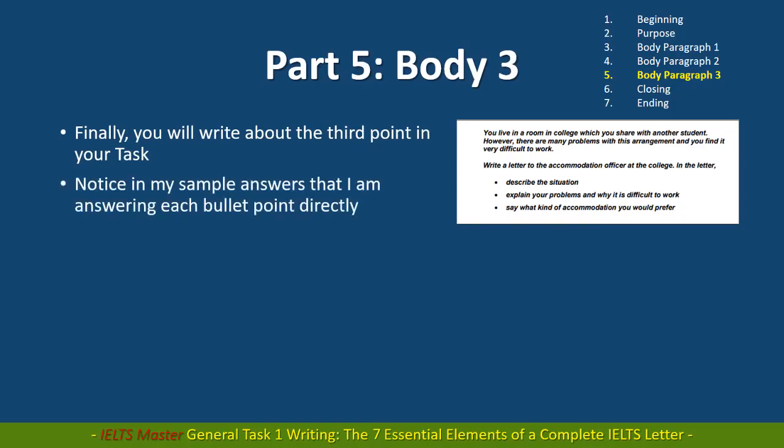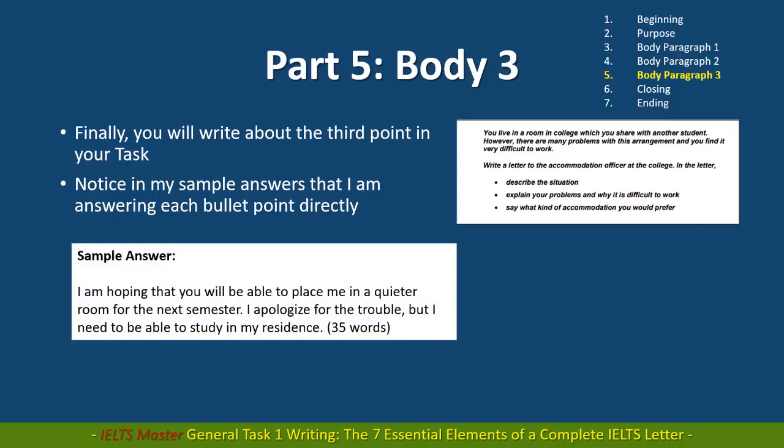And notice in my sample answers that I'm answering each bullet point directly. All right? So here in the sample answer, we have, I am hoping that you will be able to place me in a quieter room for the next semester. I apologize for the trouble, but I need to be able to study in my residence. So this says what kind of accommodation you would prefer. I would prefer a quieter room for the next semester. I'm telling them what I want. This is the last part.